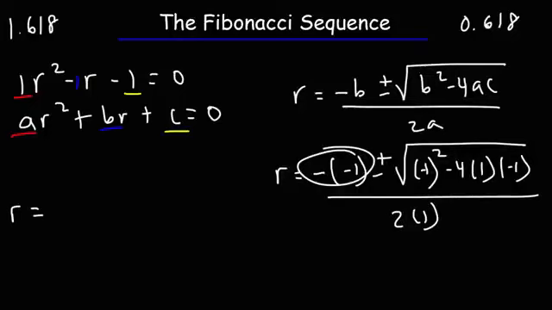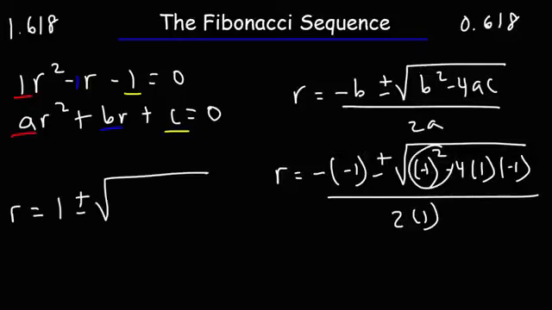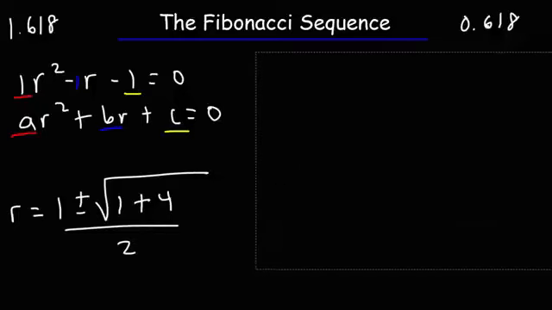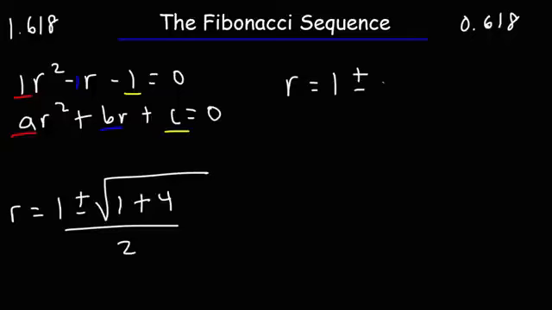So these two negatives will cancel. That's going to become positive 1. Negative 1 squared is positive 1. And then we have negative 4 times negative 1, which is positive 4, divided by 2. So we're going to get 1 plus or minus the square root of 1 plus 4, which is 5, divided by 2. And so thus we have the two values for the golden ratio.